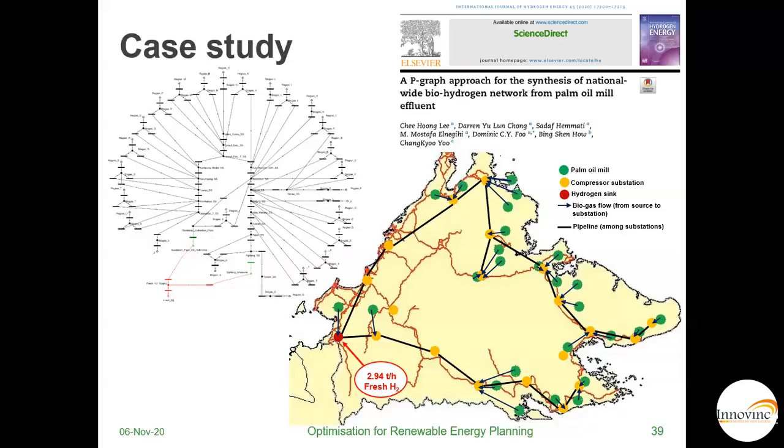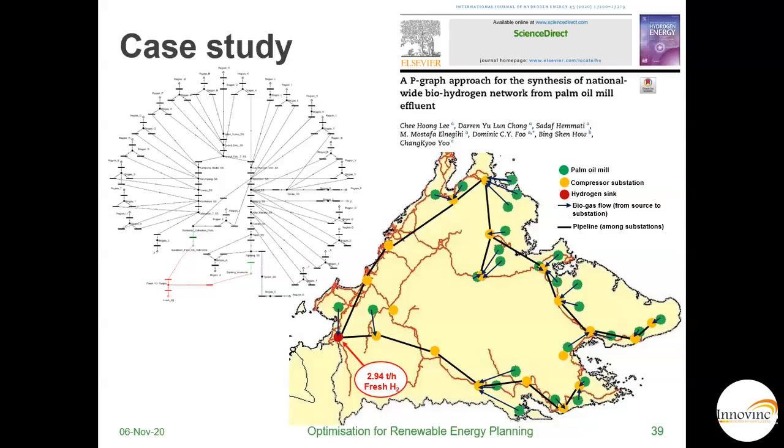sent from the mills. You can see that the green dots are the palm oil mills, the yellow dots are the compression substations. We can ask the software to determine whether I shall send the effluents from mill number 1 or 2 to substation 3 or 4. So this can be decided, and that will give you a network that cuts across the whole region. Eventually, we still have to top up a bit of fresh hydrogen from the fossil fuel, but that is minimized. Okay, it is at the minimum value, right?